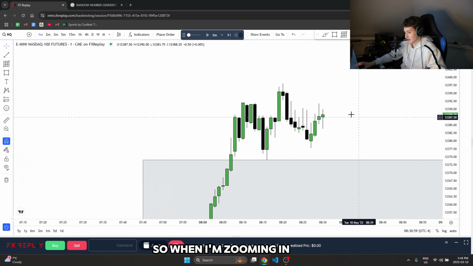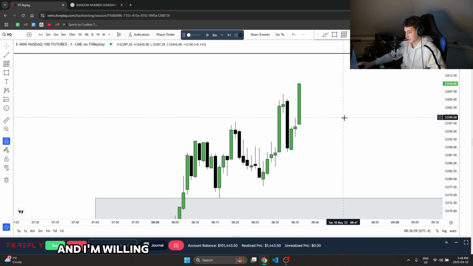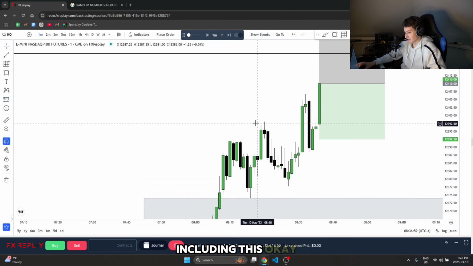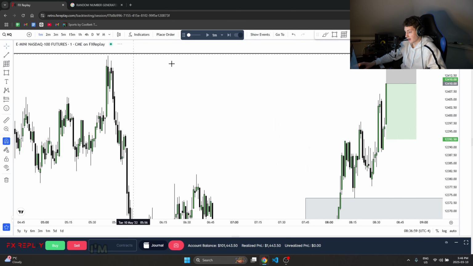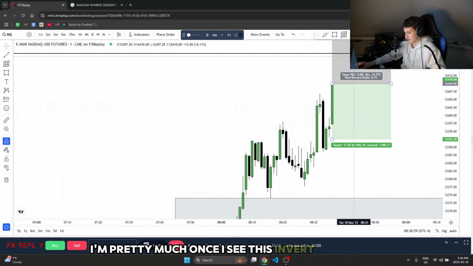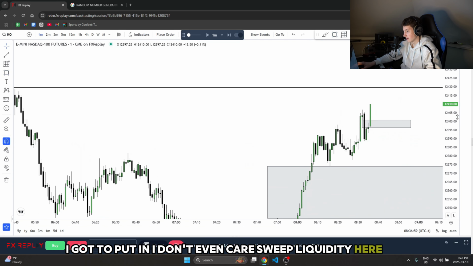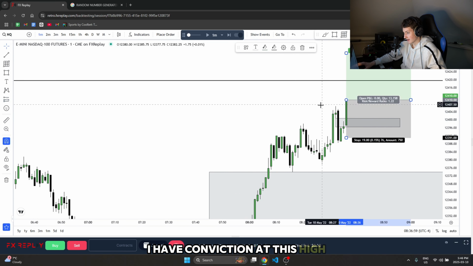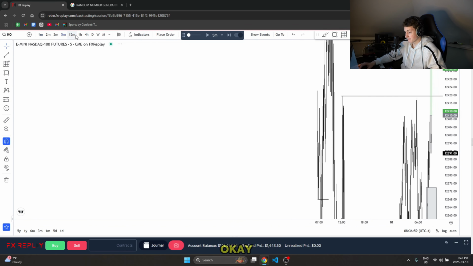So when I'm zooming in here, I'm really expecting this buy side to get taken, okay? And I'm willing to take pretty much anything to get there, including this, okay? Very, very bullish signatures in price right now. Once I see this inverse fair value gap get put in, I don't even care to sweep liquidity here. I have conviction that this high is gonna hit, okay? And so my target can't be this high, unfortunately, it's too low.